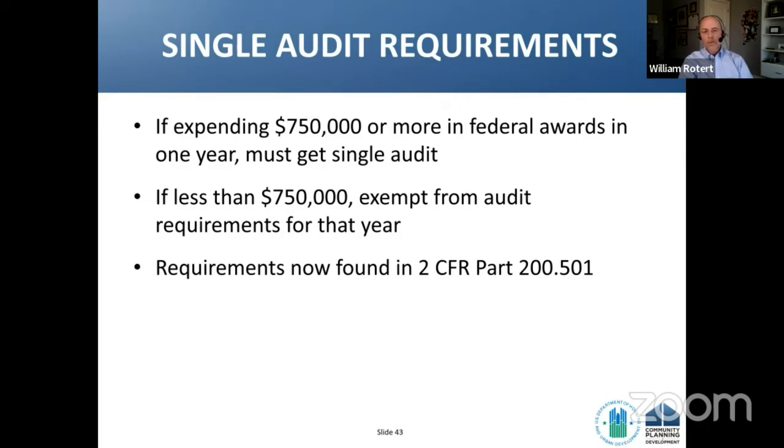The requirements can be found at 2 CFR Part 200.501. So those are the single audit requirements. Those are those independent audits that we often talk about. Next slide.